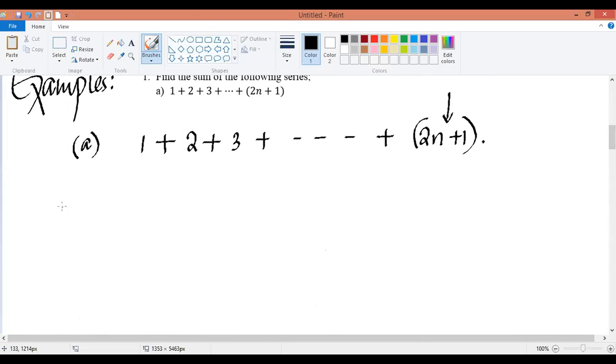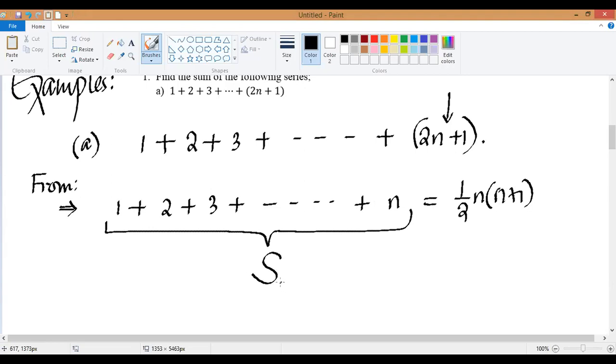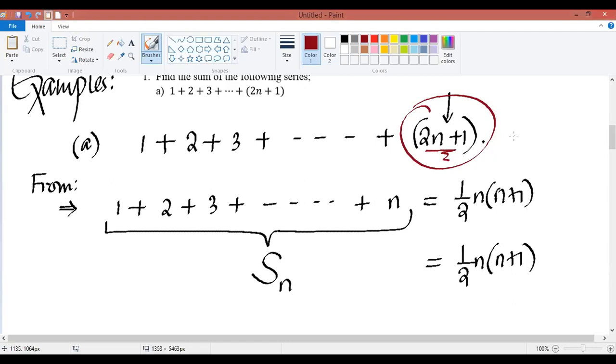But the standard one we know, 1 plus 2 plus 3 plus, and so on, up to n, is equal to a half n into n plus 1. It's the standard one we know. And this one is put down as the sum of any terms, which is given as a half n into n plus 1. But the one we want doesn't go up to any terms. For it, it goes up to 2n plus 1 terms.